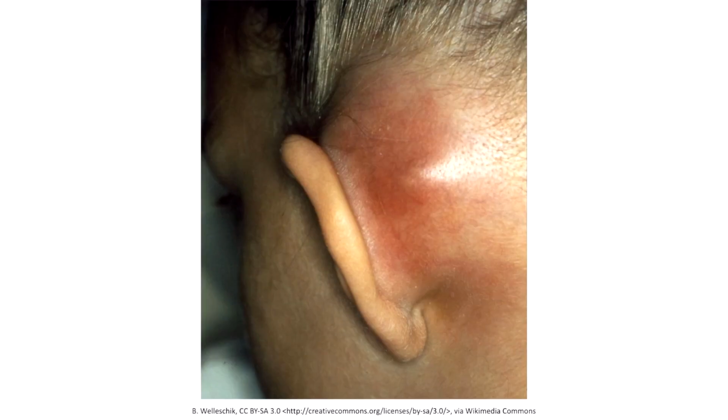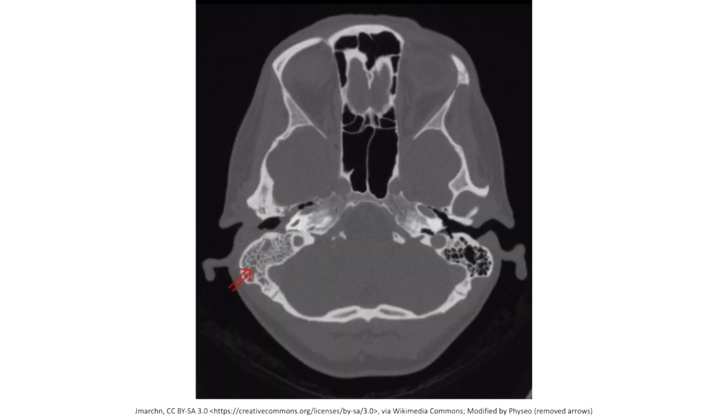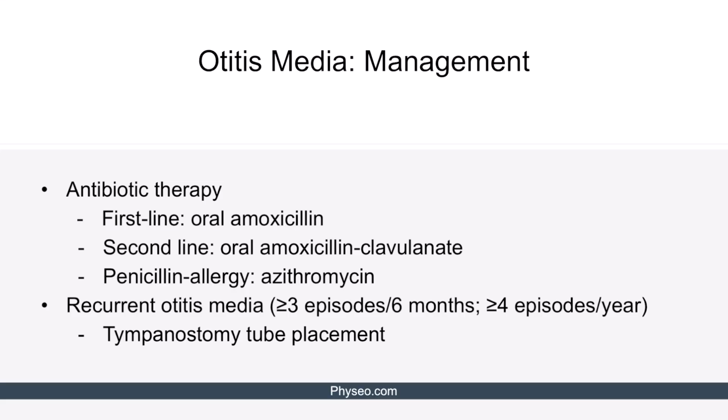This is what mastoiditis looks like on the physical exam. Please note the erythema and swelling right behind the ear consistent with inflammation of the mastoid air cells. This is an axial CT scan of the head showing acute mastoiditis on the right side. Please note that the mastoid air cells look wider on the right side of the CT scan than on the left. In other words, the mastoid air cells on the right side are hyperdense on CT due to ongoing inflammation and pus formation.